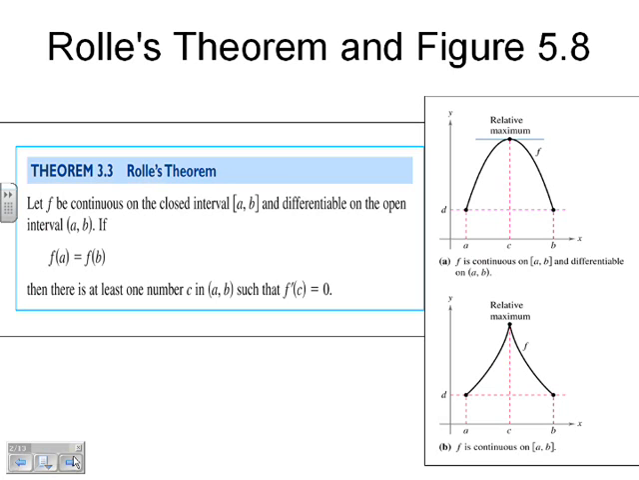So first thing that's up here is Rolle's theorem and figure 5.8. The figure you do not need to write down because that's actually one that's in your book, so you can just look at that. But I do want you to write down Rolle's theorem. It says 3.3. I know in your book it says 5.3, just because this was pulled from the version of your book that does not have the pre-calculus stuff. Same deal.